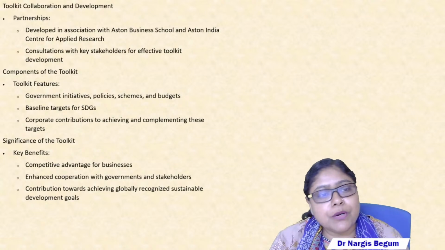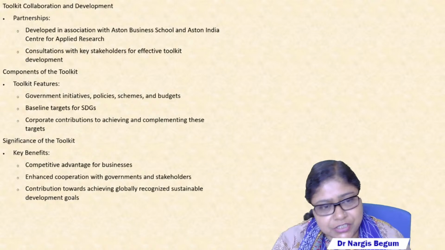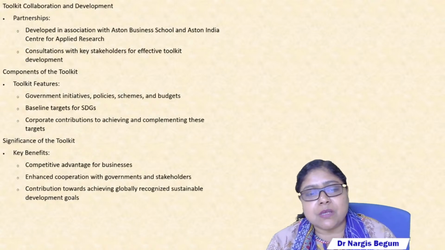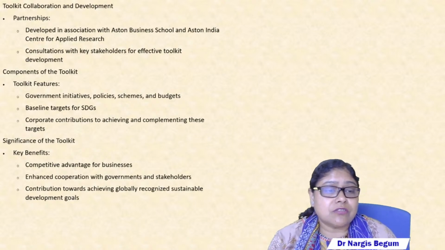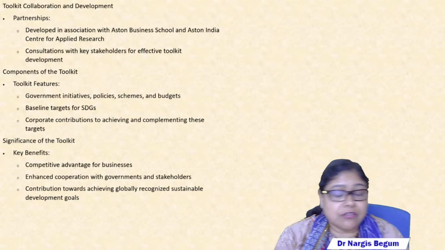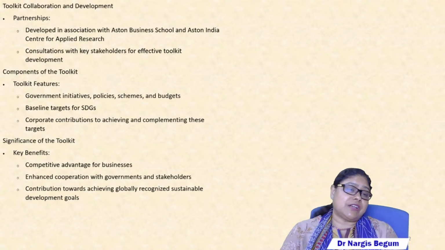For example, consultations with the key stakeholders for effective toolkit development. Now, what are the components of this toolkit? We take into consideration the government initiatives. We take into consideration the policies, the schemes, the budget allocated. Now, we also take into consideration the baseline target for SDGs. We also take into consideration the corporate contribution for achieving and complementing these strategies.